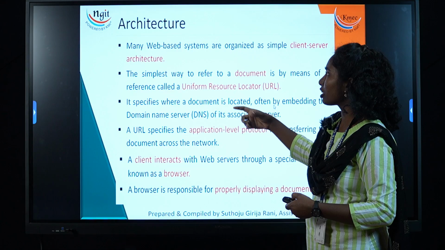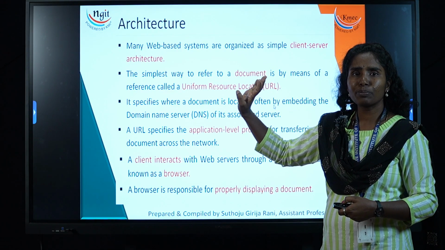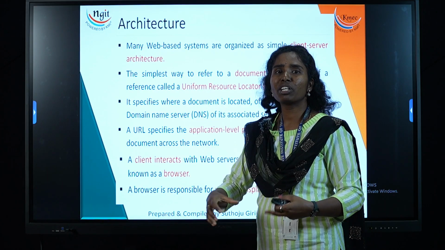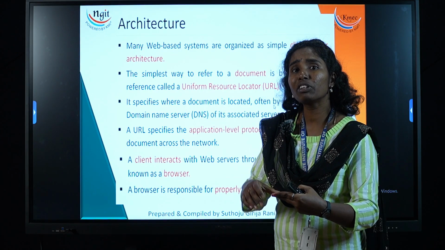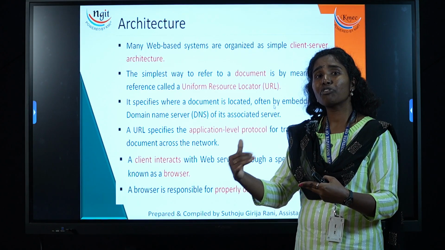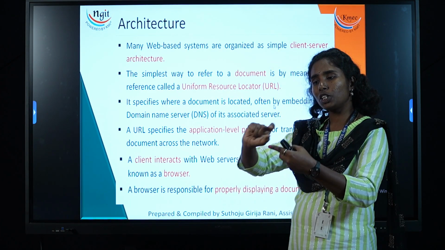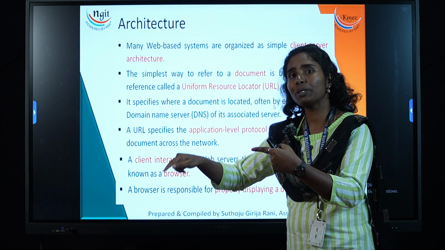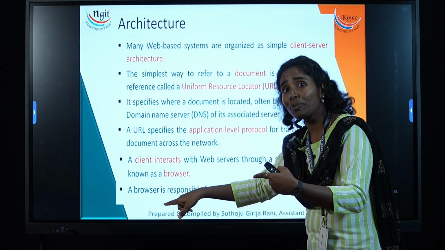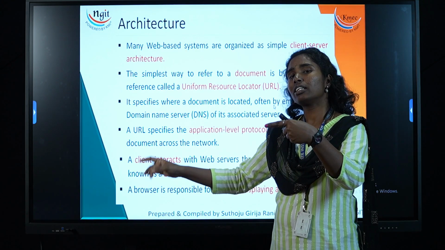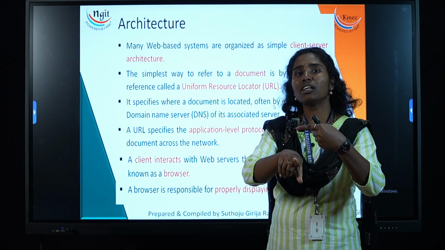Now, this is the architecture and these are a few points which we should know about it. The architecture is very simple, client-server architecture, where we have to ask for one particular document with reference to the URL, uniform resource locator. With this URL, which document is to be linked and which web server is to be called. Everything will be in a sequence order, and in the reverse sequence order we will get the response.